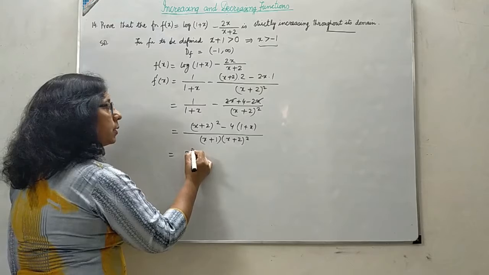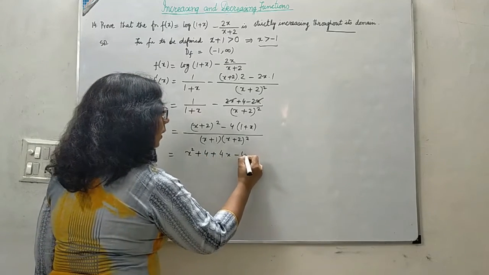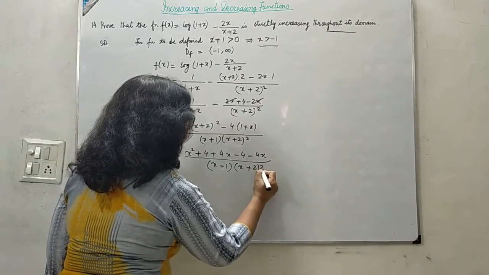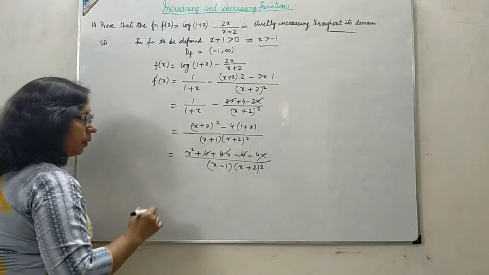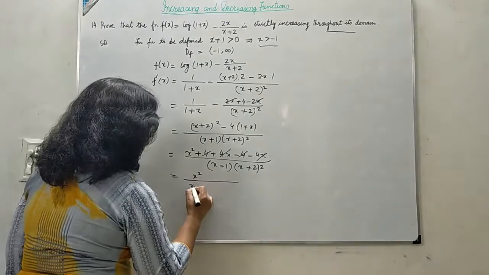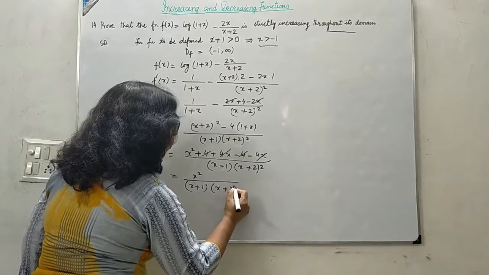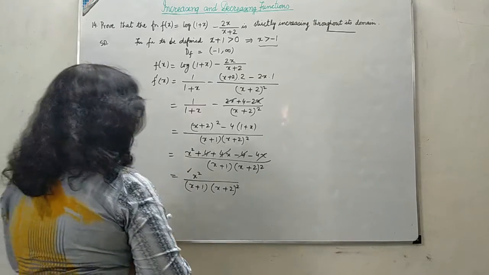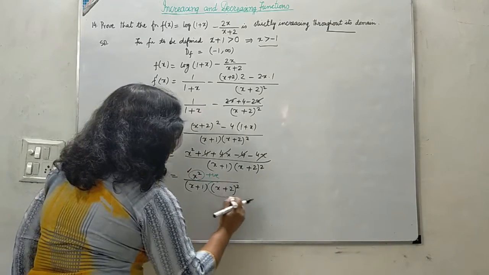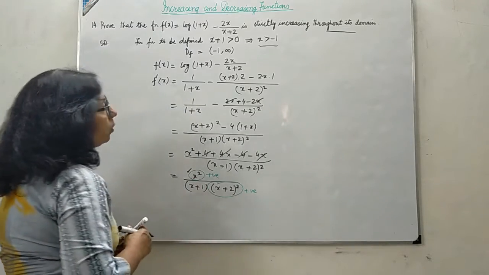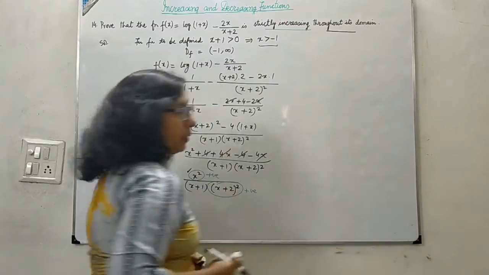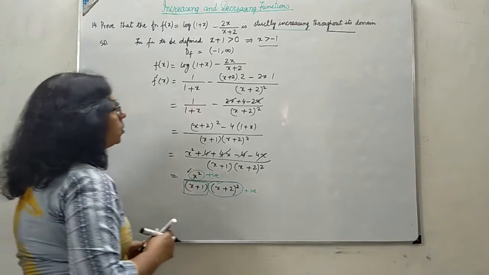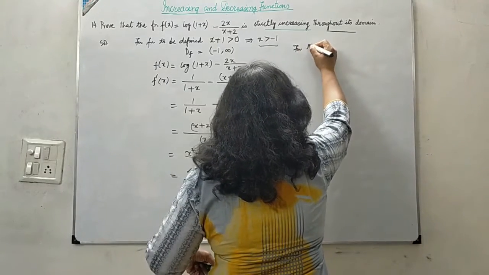What do I see over here? This is x^2 + 4 + 4x - 4 - 4x. Some of the terms are getting cancelled. We can see in the numerator that this and this cancel, and we are left with only x^2 over (x + 1)(x + 2) whole square. Now for any real number, x^2 is a positive number, and this is positive and this is also positive. Because we want to check the function to be strictly increasing, this whole depends only on this factor.